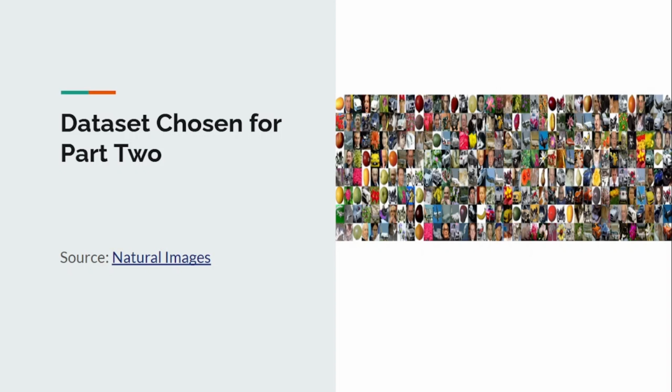Each class contains a significant number of high-quality images collected from well-known datasets. These images vary in background, lighting conditions, and perspectives, creating a diverse dataset for testing convolutional neural networks. The Natural Images dataset is a well-structured and versatile dataset, making it perfect for this project.